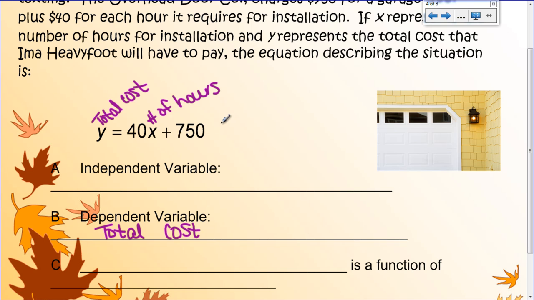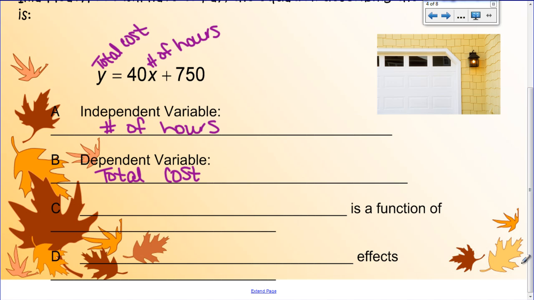The independent variable is going to be the other variable, which in this case is X, which stands for the number of hours. And so we're going to write it as a functional relationship, in a sentence. Is a function of is the same thing as depends on, so the total cost is a function of the number of hours. But then if I want to write it in a different way, and I'm going to say this affects that, well, the number of hours that they work affects the total cost.